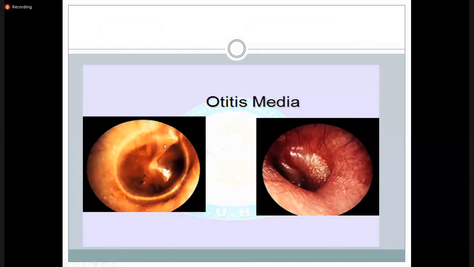Clearly white in appearance, and this is shiny reflection seen. Here comes the picture of otitis media. You can see the leash of blood vessels. The tympanic membrane is congested, red in appearance. The cone of light is not so visible, and the membrane, that is the tympanic membrane or eardrum, is bulging out laterally. So this is a picture which is found in otoscopy in cases of otitis media.